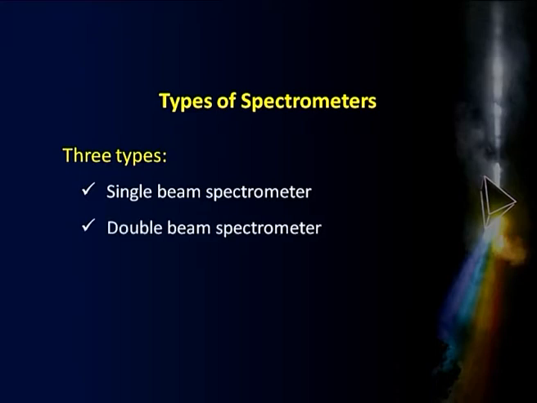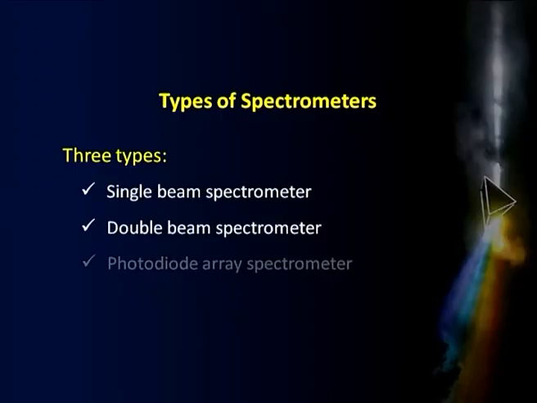And then there is a double beam spectrometer, because this nomenclature has a significance, because they talk about the nature of spectrometer I am going to use. And the third one is the photodiode array spectrometer. Let's see each one of them one by one. I am going to give an outline, a schematic representation of how different components are arranged to create a single beam spectrometer.